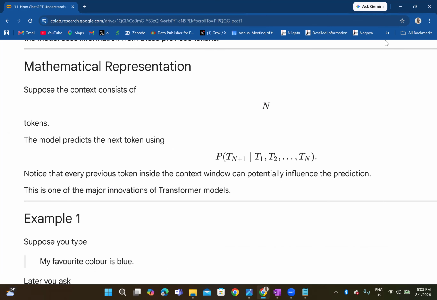Talking about the mathematical representation, suppose the context consists of n tokens. The model predicts the next token using the probability of T(n+1) given T1, T2, up to Tn. Notice that every previous token inside the context window can potentially influence the prediction. This is one of the major innovations of transformer models.